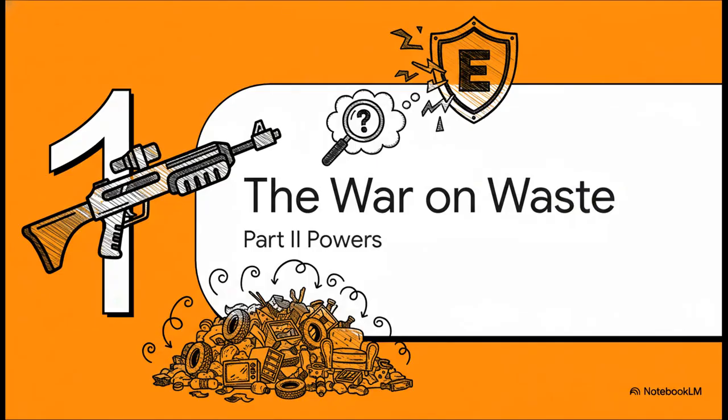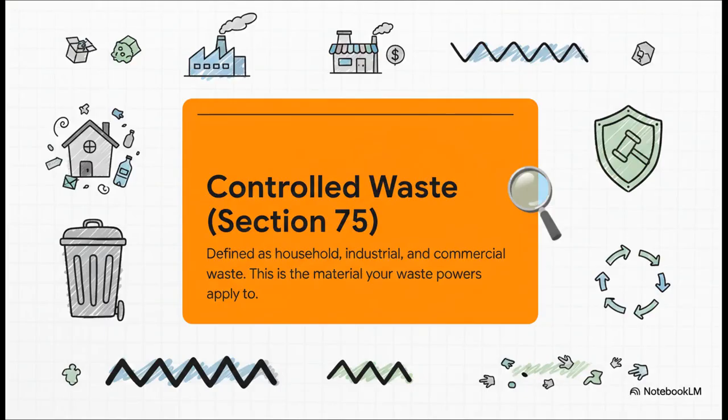Okay, first up, Part 2 of the Act. Think of this as your primary weapon in that constant battle against waste crime, especially the infuriating problem of fly tipping. And it all begins with defining exactly what we're dealing with. Section 75 gives us our foundation. It defines controlled waste, basically household, industrial, and commercial stuff. It seems simple, but it's a critical first step, because as soon as the material fits into one of these boxes, your Part 2 powers officially kick in.